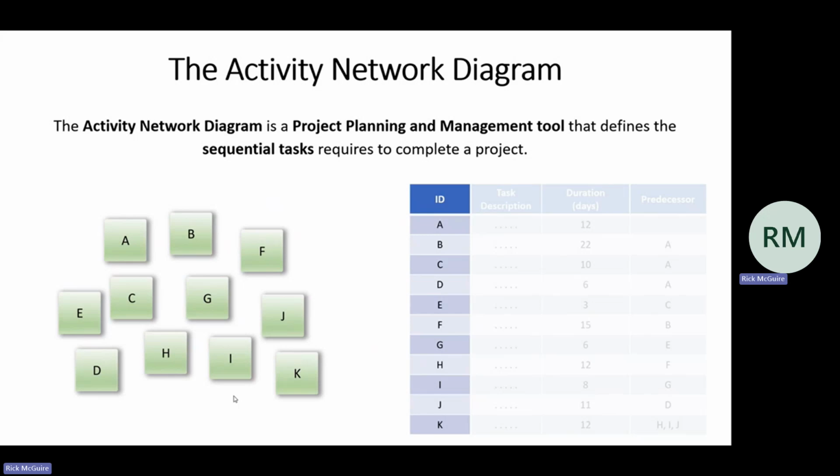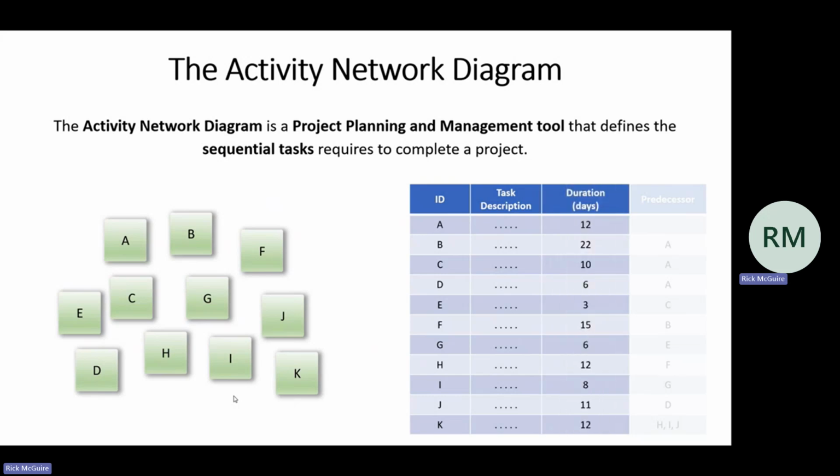And by the way, a lot of this now happens inside of software like Microsoft Project. But the way they work is they have you identify the task description. You have to talk about the duration of the task. How long is it going to take to complete that task? And then this is really the power of the activity network diagram, is you have to brainstorm the relationships between these tasks. What tasks have to be completed first before you can move on to the next task?